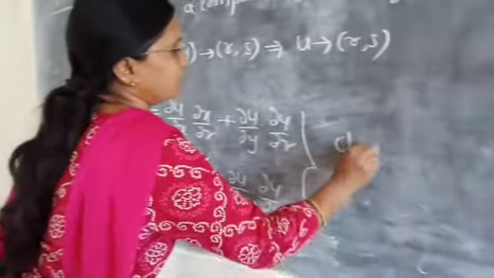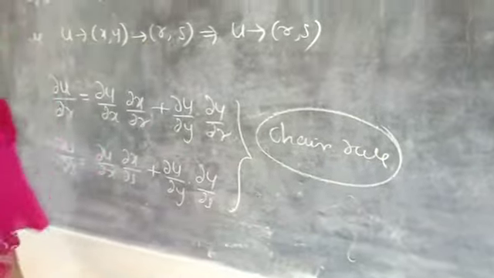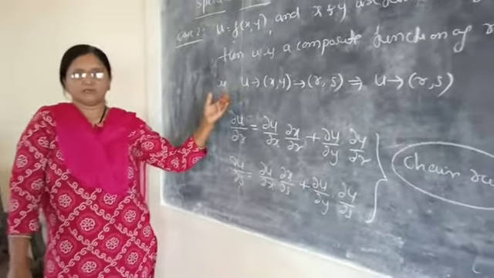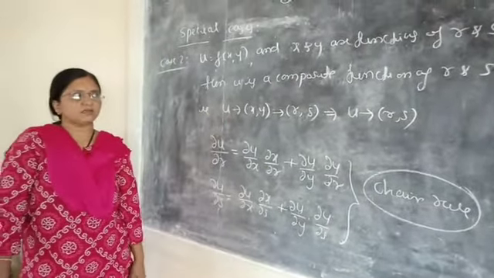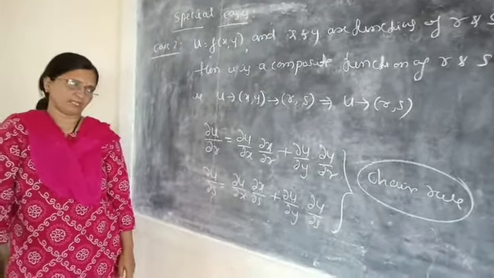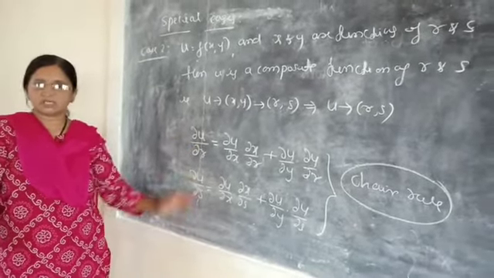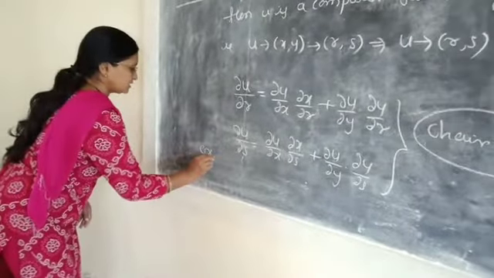This we can call a chain rule. This one is very important. This rule is important because we study many examples of this type where u is a function of two variables and those two variables are in terms of another two variables. So while finding the partial derivatives of such functions, we use this chain rule. For example, I will give one example of this chain rule.